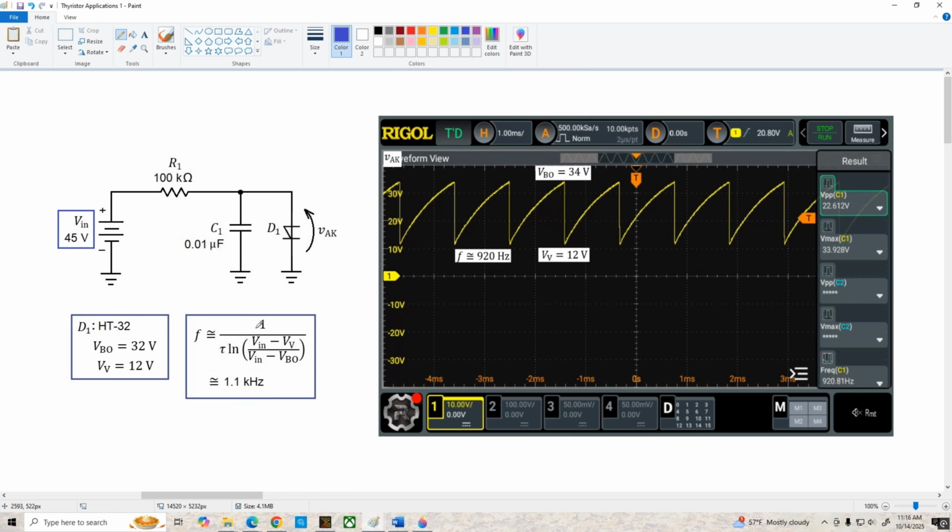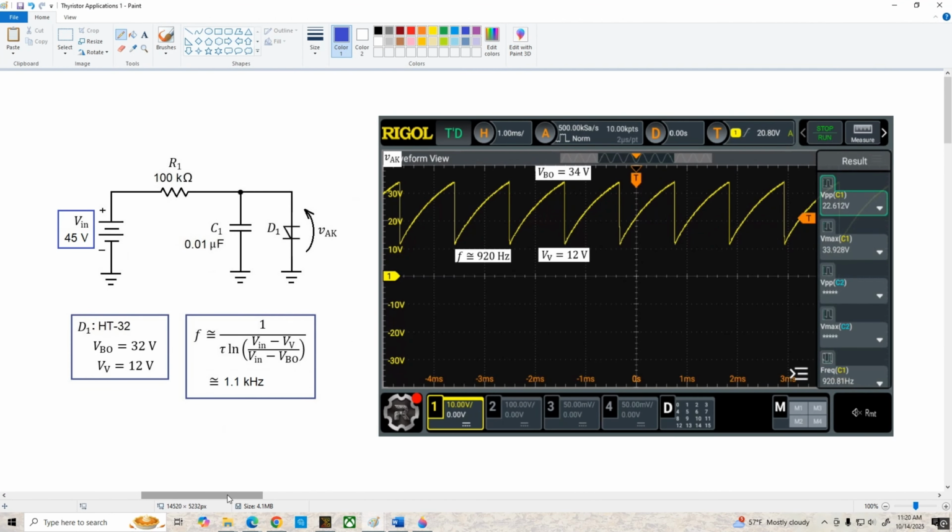When I plug my new values into the formula, I get a theoretical frequency of 1.1 kilohertz. So it's not quite as accurate as it was in the previous example, but it's not too bad considering all the variables we have to work with.